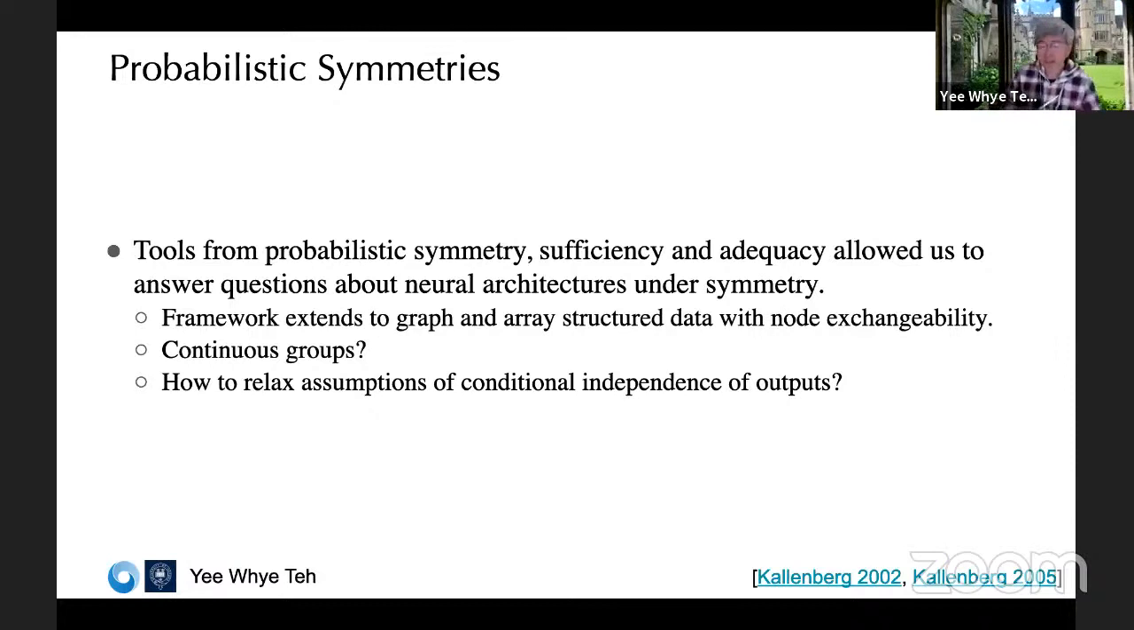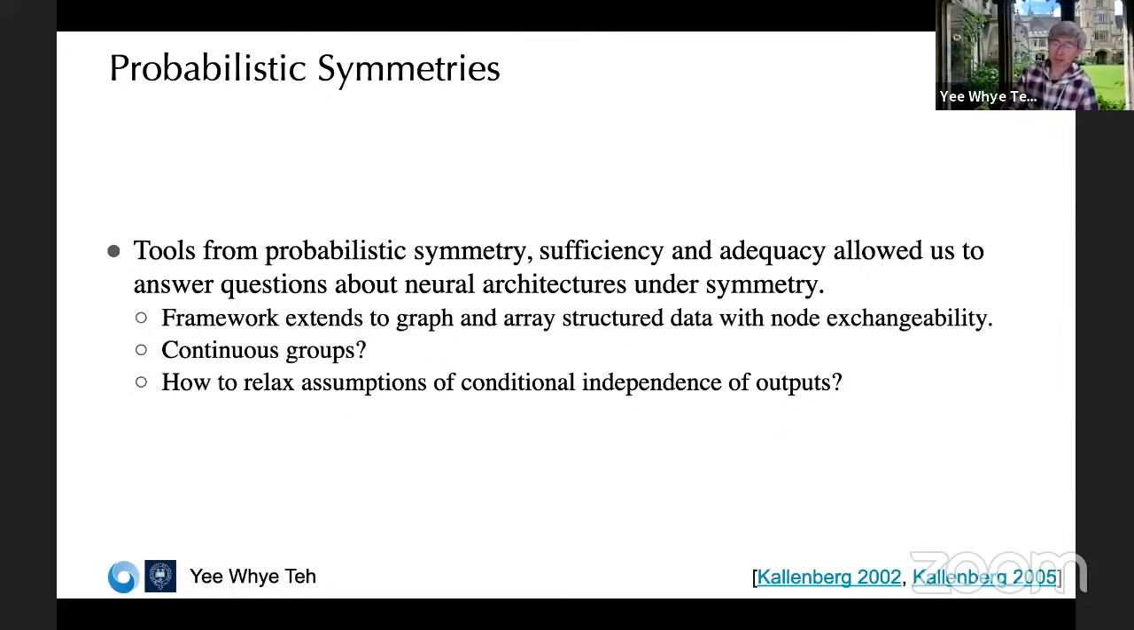So in summary, what I've described here is that there are interesting tools from probabilistic symmetry and also from theoretical statistics on sufficiency and adequacy, which allow us to answer some questions around characterizing neural network architectures where we have some symmetry properties. Okay. And that's a paper by Ben Bloem-Reddy and myself that we've explored. We've extended this to graph and array structured data, but there are different things that one could explore as well. We could think about continuous Lie groups, and we can think about how to relax assumptions on conditional independence of the outputs.